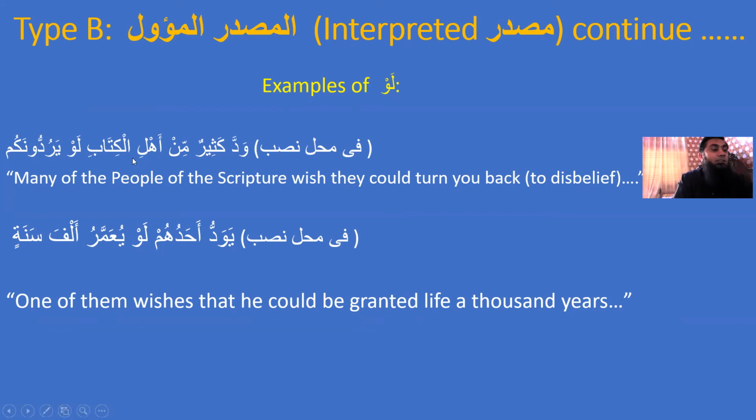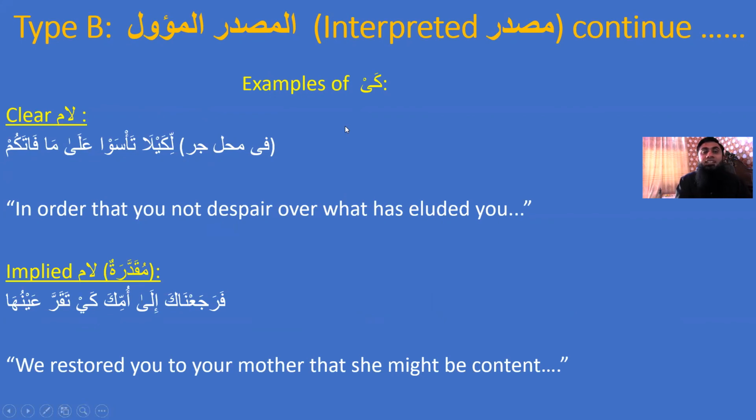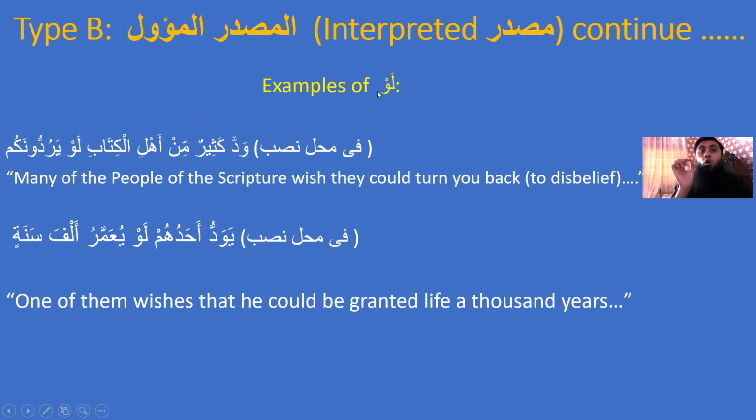You know why? Look at this one. Wadda kathirun min ahlil kitab, that many of the people of the book have this desire. What desire? Law yaruddunakum, so they can return you back, so you can become murtad. Now as you can see, this whole structure is giving you the information of maf'ul. And like I said in the case of Kai, the compound structure of Kai always performs the role of fi mahalli jar, and the compound structure of law always performs the role of fi mahalli nasab. Why? Because it plays the role of maf'ul. Because it gives the information of what.